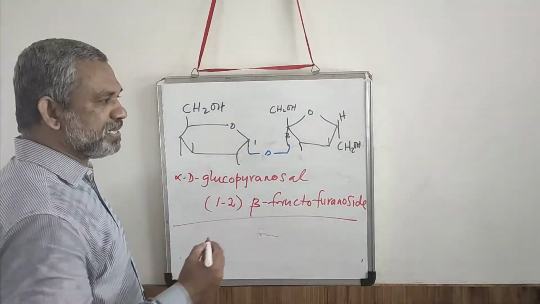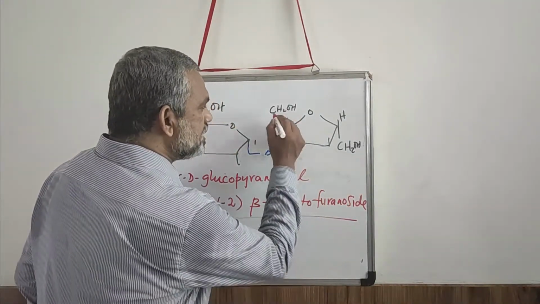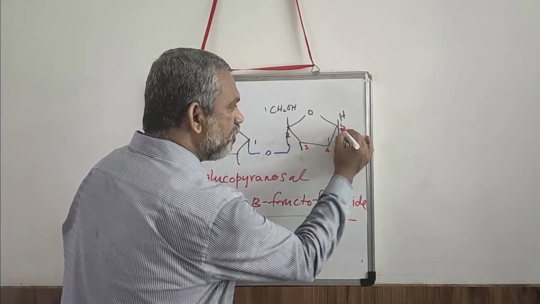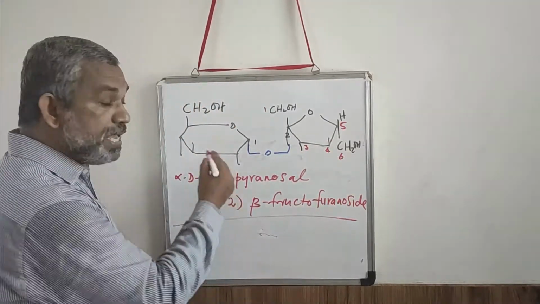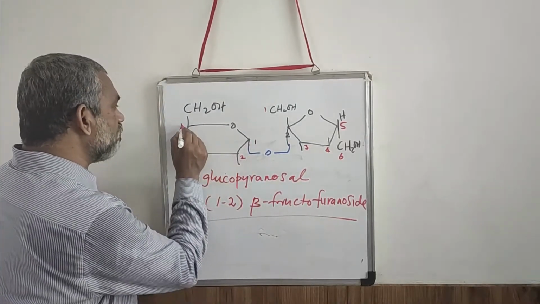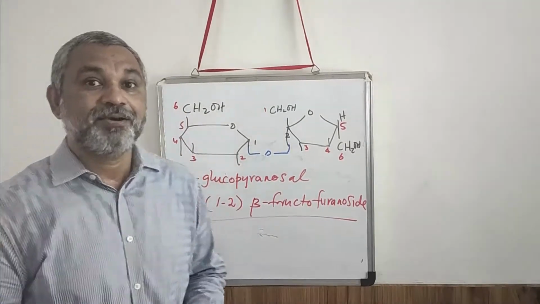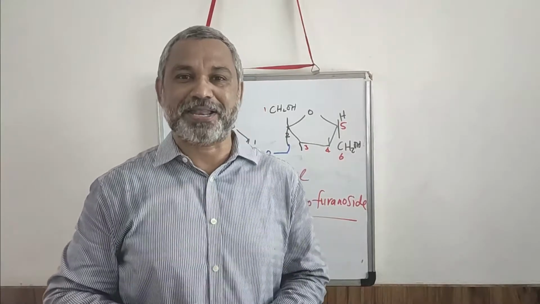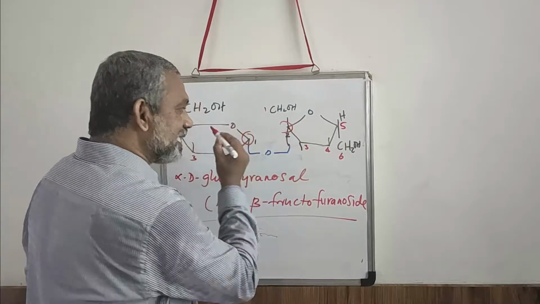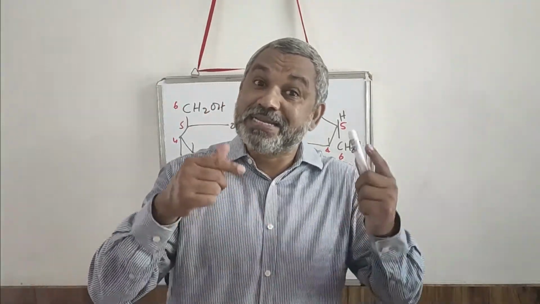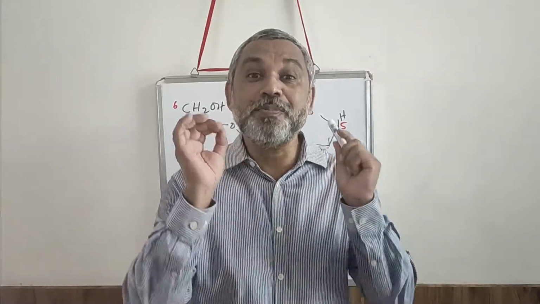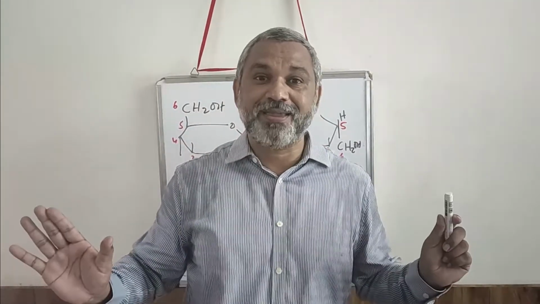So let us number the carbon atoms. Therefore, this is carbon number 1, this is 2, this is 3, 4, 5 and 6. In the case of glucose, number 1, this is 2, this is 3, 4, 5 and 6. What is the position of the anomeric carbon atom? In the anomeric carbon atom, one was here, second here, they are entering into a glycosidic bond. So the anomeric carbon atoms are not free.